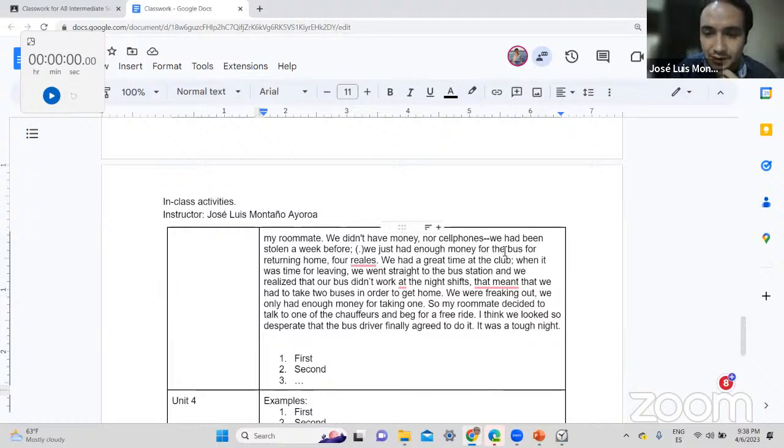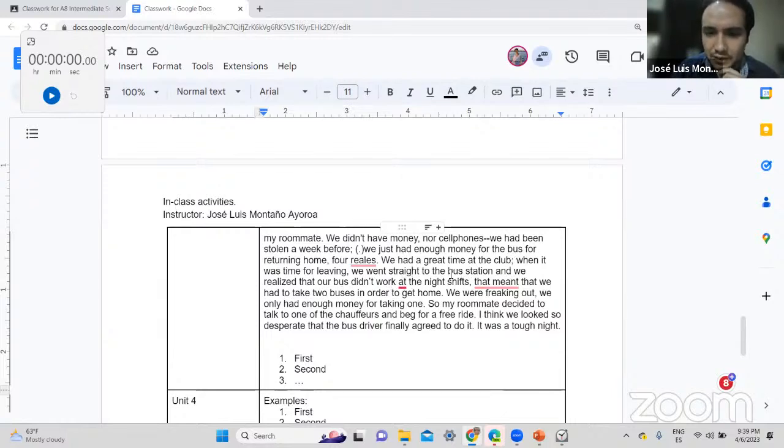Okay, so we just had enough money for the bus for returning home. Good. This is just clarification, and it's a phrase, right? And that's good, because it's not a complete sentence, so it works with a comma. Good. We had a great time at the club.